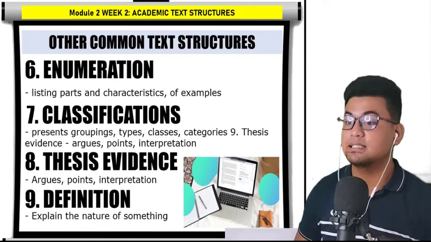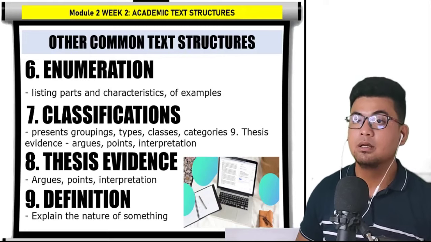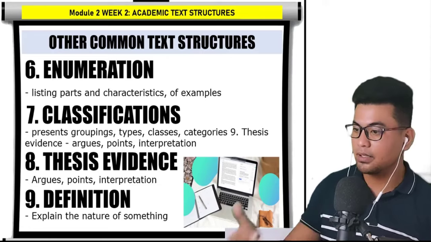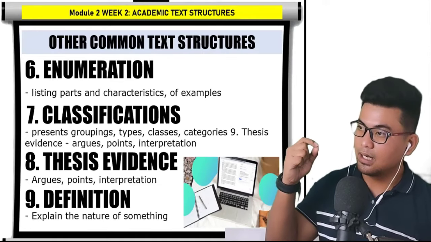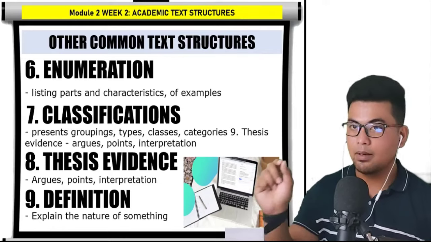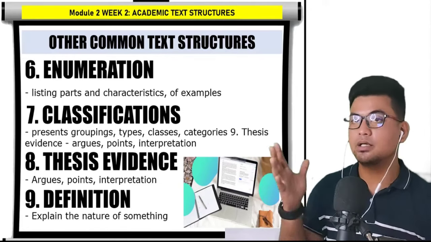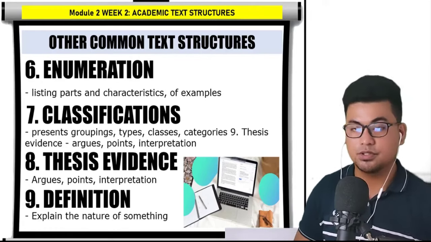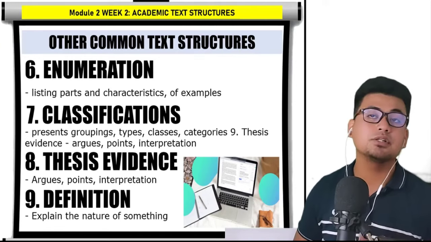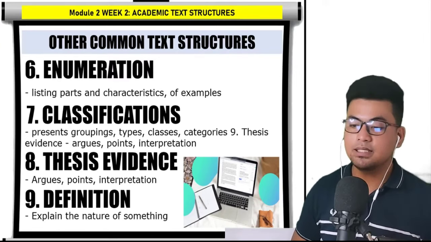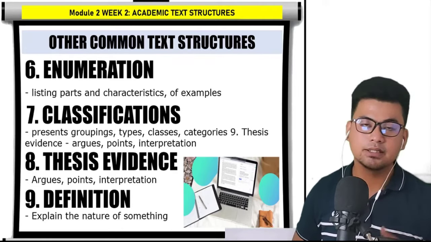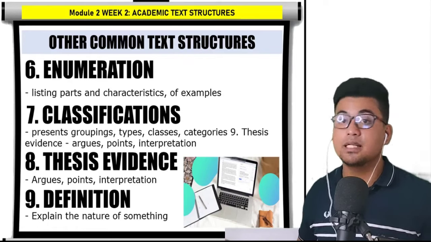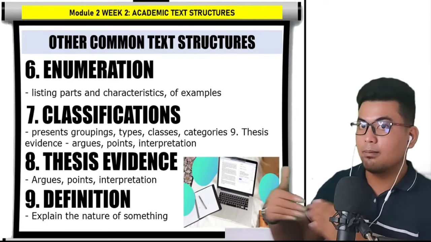So enumeration is just listing parts and characteristics of examples. Just like when you are writing an exam, there's a part there that you list all about something, right? For example, what are the common academic text structures in writing? Number 1, enumeration. Number 2, classification. Number 3, thesis evidence, definition, compare and contrast, problem solution, and so on and so forth. Chronological order. Okay? So that's enumeration. You just list something and then you talk about that thing.